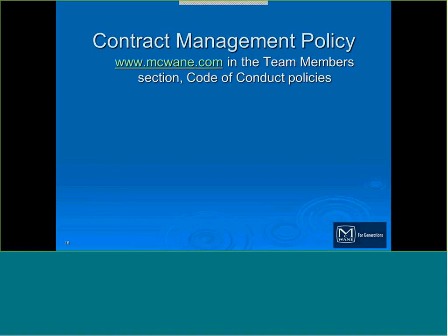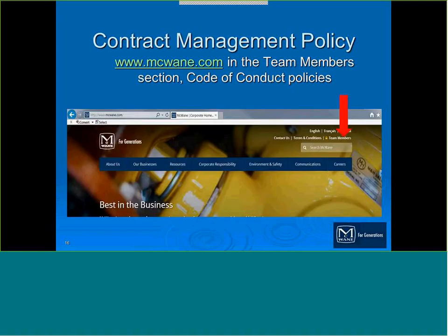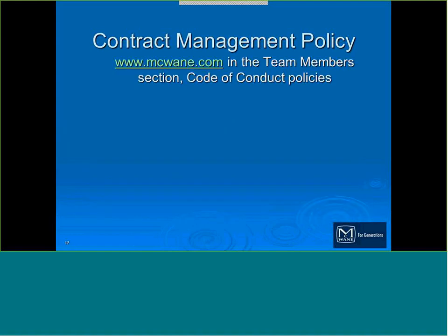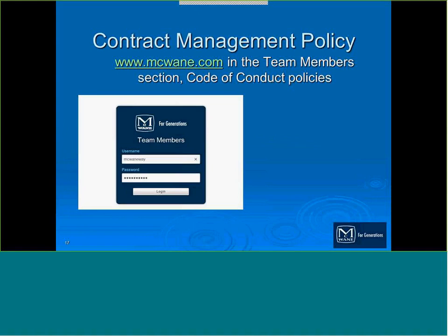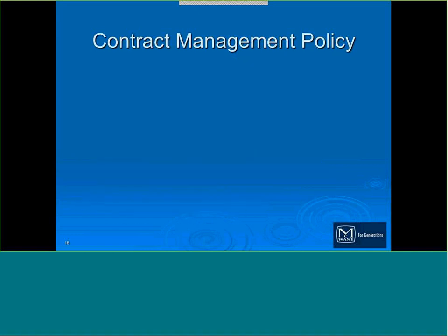The second place you can find it is on the McLean public website at www.mclean.com, and it's in the team members section right there. You click on team members, and then it'll pull this box open. You sign in using the username McLean Way and the password team member. Those are both all one word. And if you forget, you can look on the Code of Conduct posters that are posted in all our facilities, and it has the username and password on it.